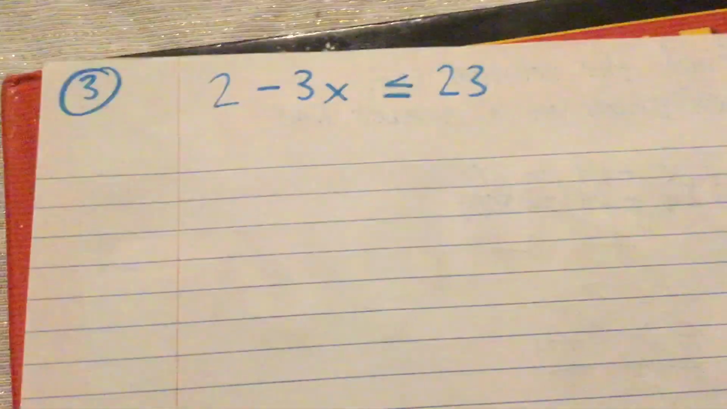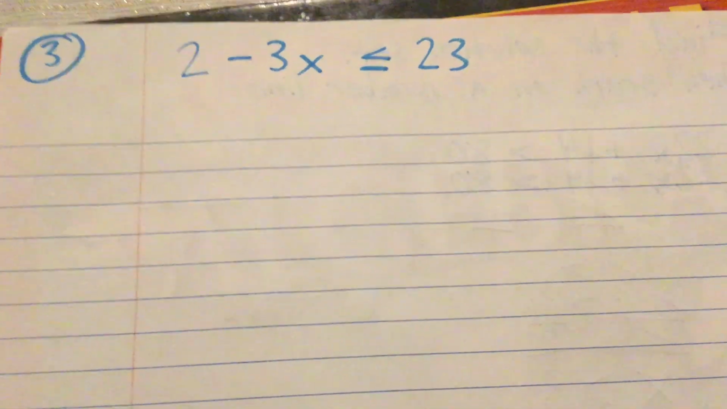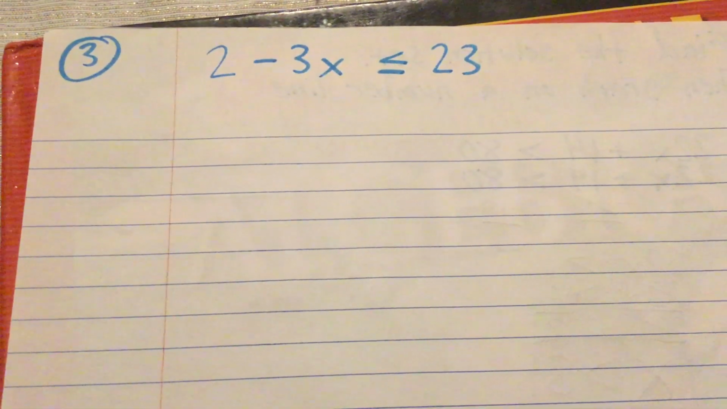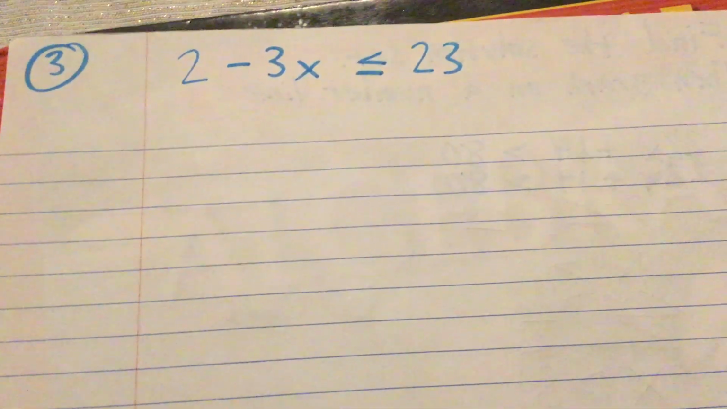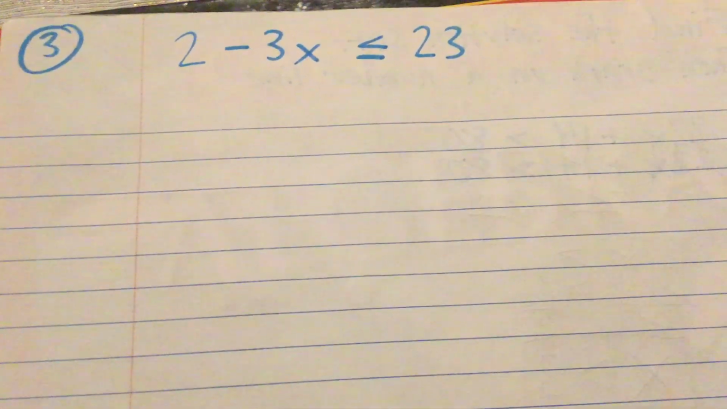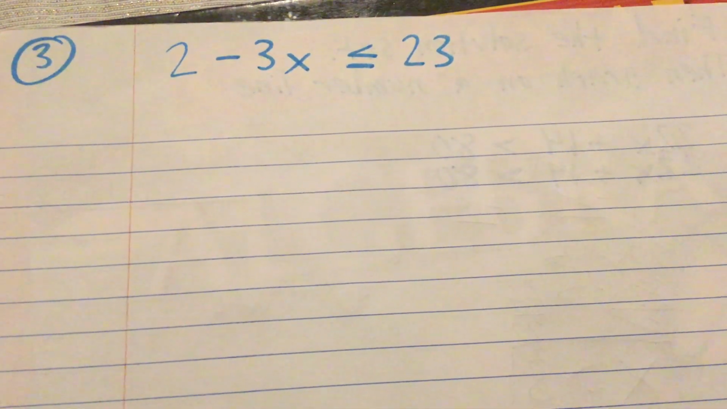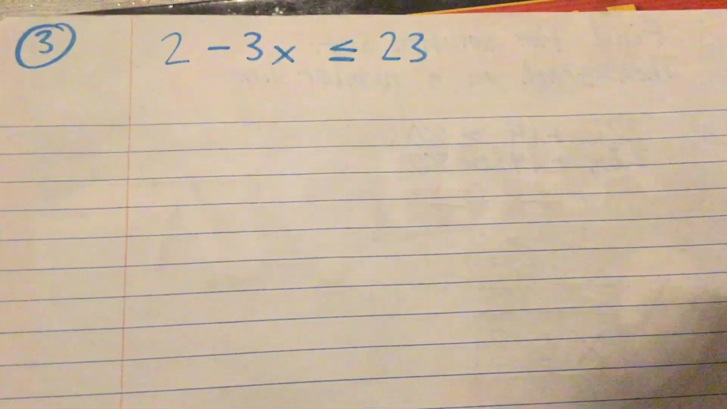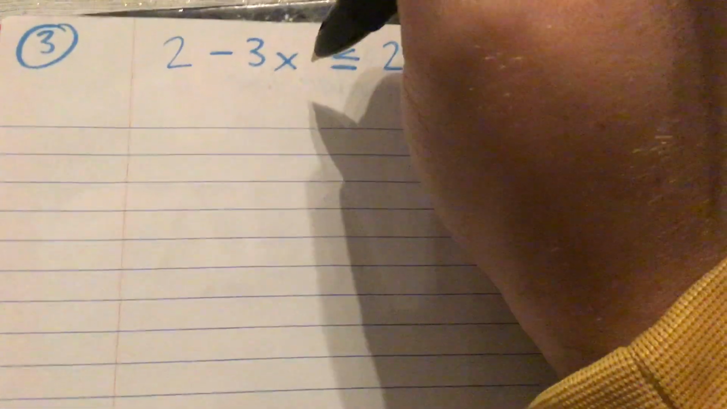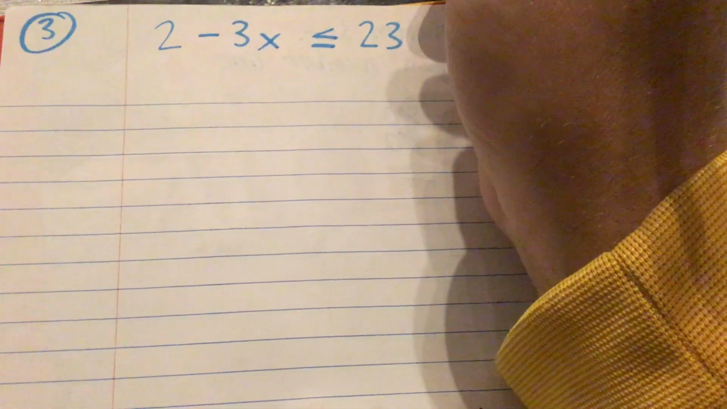Number 3, this one's a little bit tricky. 2 minus 3x is less than or equal to 23. What do you suppose I should do? Well, what I can do is rearrange the problem to my liking. I'm used to x being on the left part of the equation, or in this case, the inequality. So I'm going to keep this. This is a positive 2, right?